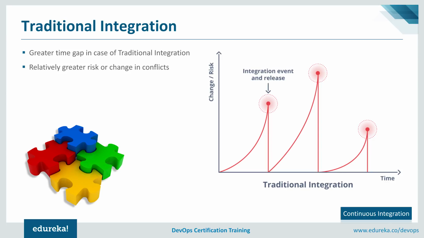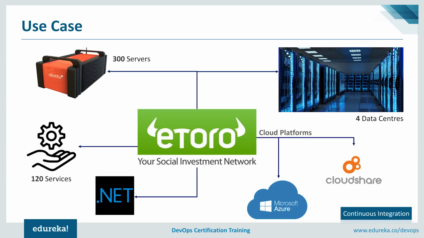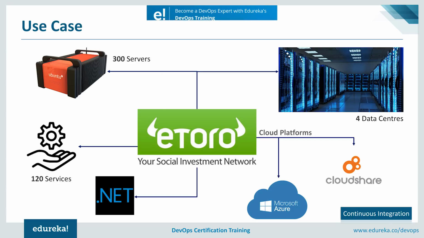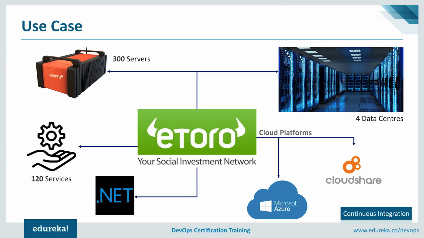Now that I've told you what traditional integration is, let me explain further with the help of a use case of a company. We have a company known as eToro. eToro is the leading social trading and investment network company. This company has 120 services and around 300 servers working on Ubuntu. It has 4 data centers and 2 cloud platforms, that is CloudShare and Microsoft Azure. And finally, it also uses the .NET languages for implementing their code.